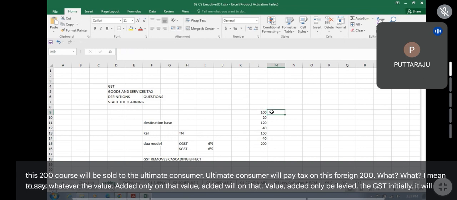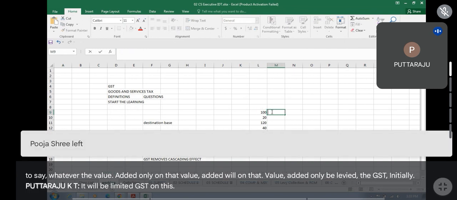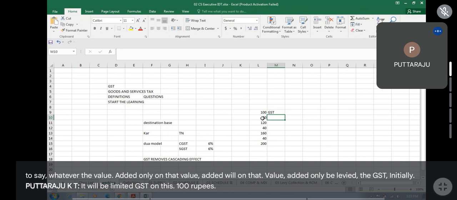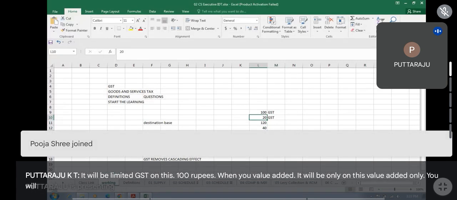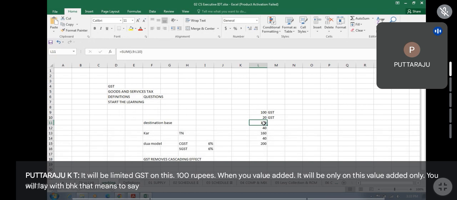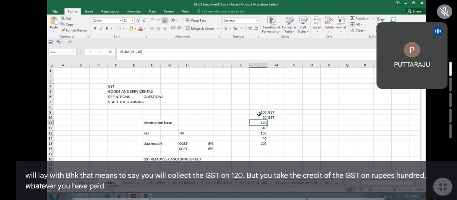Initially, it will be levied GST on this ₹100. When you value added, it will be only on this value added only you will levy the GST. That means to say you will collect the GST on 120, but you take the credit of the GST on ₹100 whatever you have paid. That means on only the difference you are liable to pay GST.